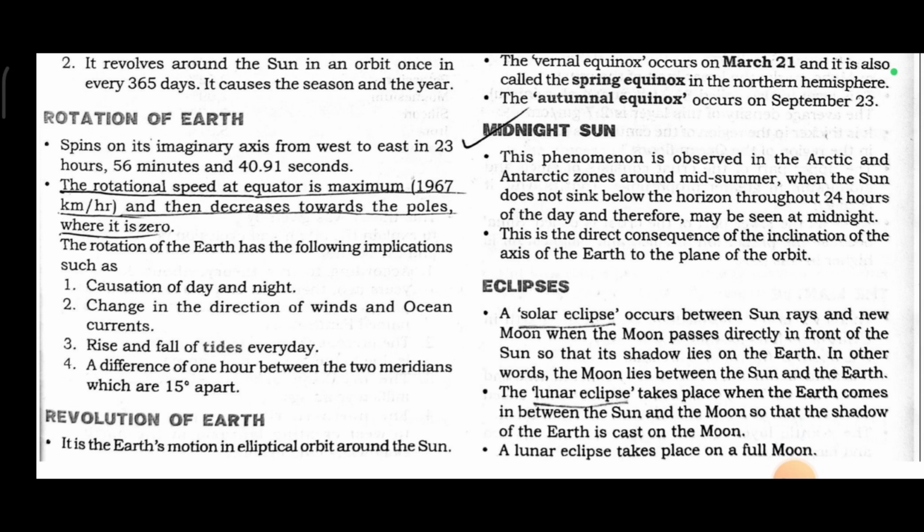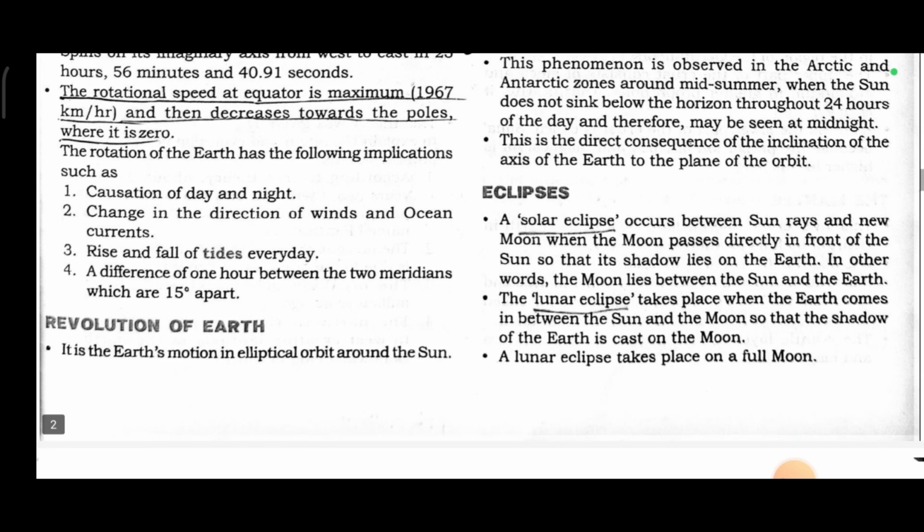Rotation of the Earth: it spins on its imaginary axis from west to east in 23 hours 56 minutes and 40.91 seconds. The rotational speed at the equator is maximum and then decreases towards the poles where it is 0. The rotation of the Earth has the following implications: causation of day and night, change in the direction of winds and ocean currents, rise and fall of the tides every day, and a difference of 1 hour between two meridians which are 15 degrees apart.